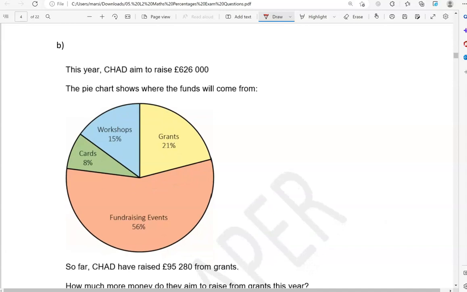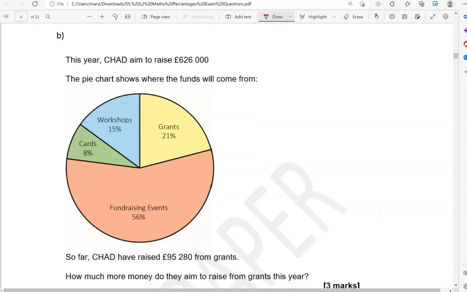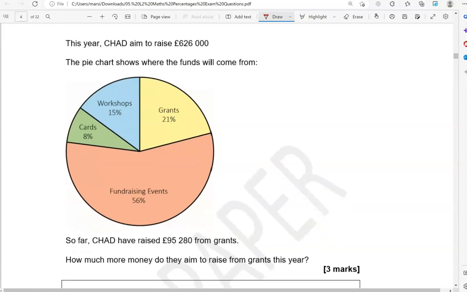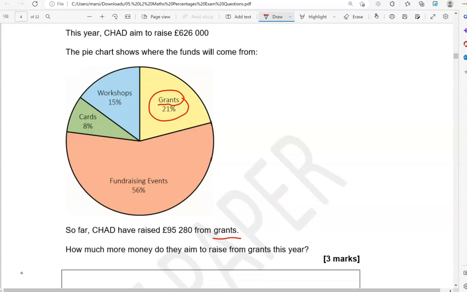This year, CHAD aimed to raise £626,000. The pie chart shows where the funds will come from. So we've got cards, workshops, grants, fundraising events. So far, CHAD have raised £95,280 from grants. So that's this one here. How much more money do they aim to raise from grants this year?